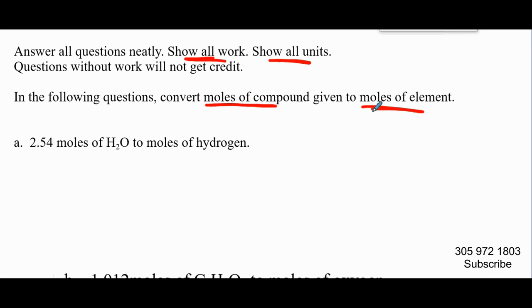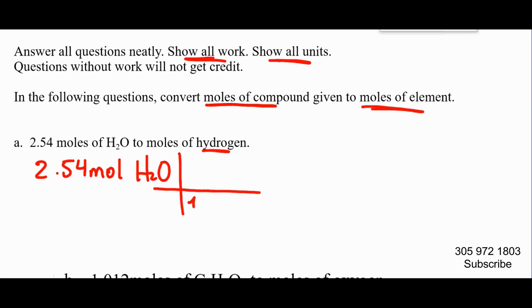So I begin with what's given. Always begin with what's given. I am given 2.54 moles of H2O. And it wants me to find the moles of hydrogen. So I divide by 1 mole. Why is that? Because that's the standard. 1 mole of any compound or element. And I need to go to the moles of H because it asks me to find the moles of H. So 2 would go here. 2 moles of H.